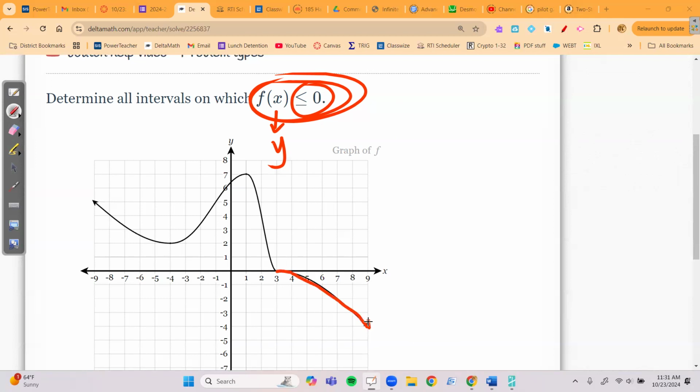Did I miss any? No. Would you agree that all the rest of that funky graph does not meet the criterion because it is not on or below the x-axis, correct? Right. So what I need to do now is define this interval that I've just turned red.